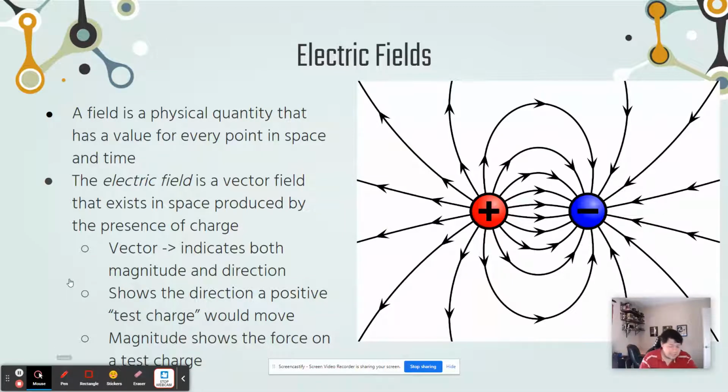The direction we give the field, by definition, is that it shows or illustrates the direction that a positive test charge would move. What do we mean by a test charge? A test charge is simply us asking the theoretical question: if I put a positive particle there, what direction would it move? Well, because it's positive, and this one is positive, it will be repelled by that and move that way. So the magnitude shows the force on that test charge. In general, the greater the magnitude, the more force there would be, and thus the further away it would be pushed. So that's what an electric field is.